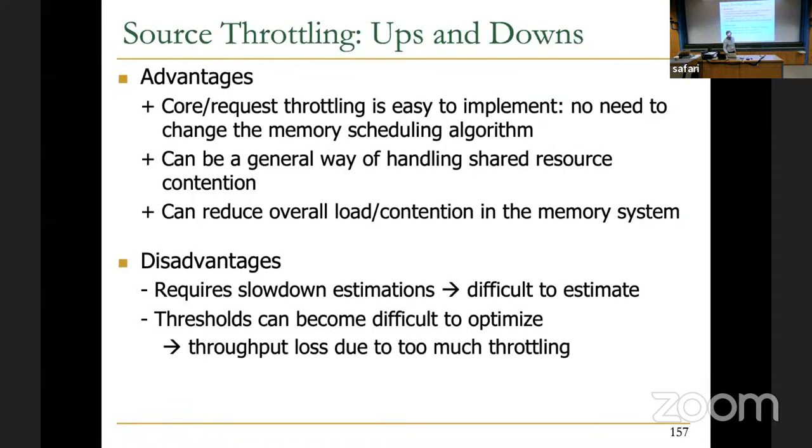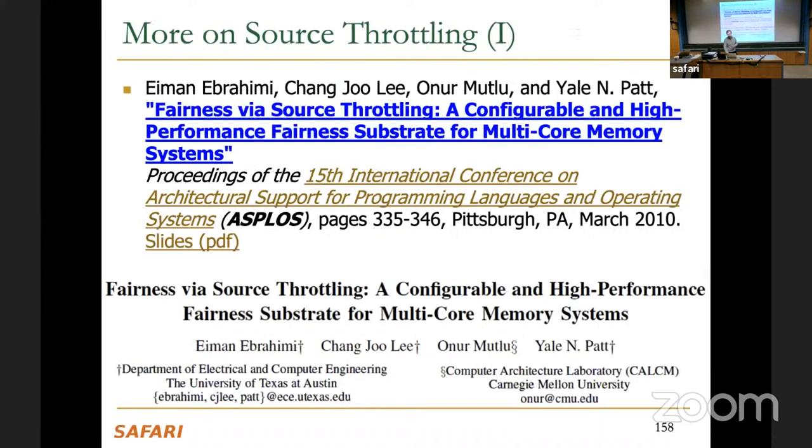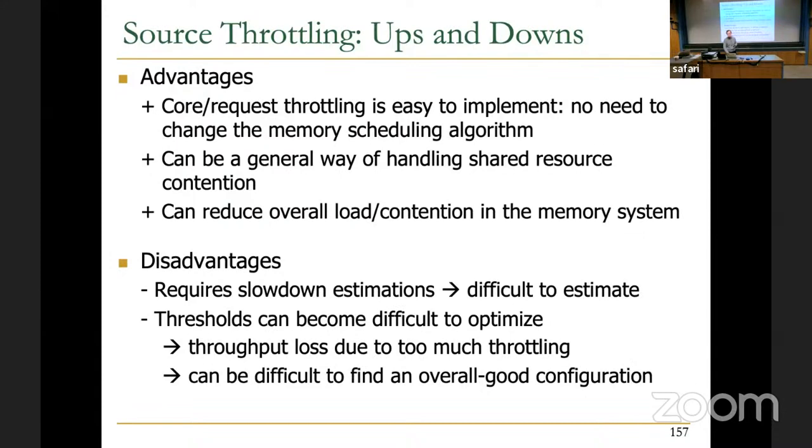Yeah, basically, you get throughput loss due to too much throttling. And it can be difficult to find an overall good configuration sometimes. I think the internet, for example, wastes a lot of bandwidth because of congestion control today. And people have shown that.